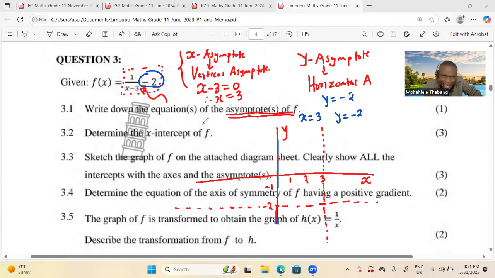So here at the point of intersection, where these two asymptotes meet, we can ask you to find the coordinates of this point. Suppose we call it M. What are the coordinates of the point M where the two asymptotes meet, where the vertical asymptote and the horizontal asymptote meet? Those coordinates are going to be 3 and -2.